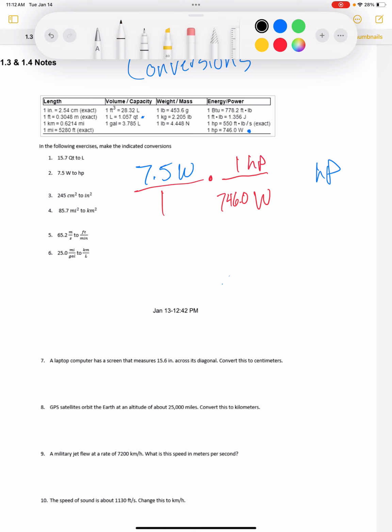Now I'm trying to cancel stuff out. That cancels, right? We multiply together, and I got 7.5. 7.5 times 1 divided by 746.0, and that gives me 0.0100536, and we're talking about horsepower, HP, right?